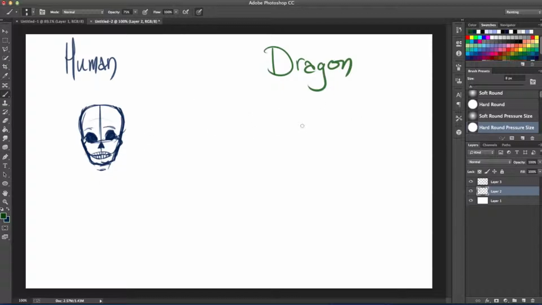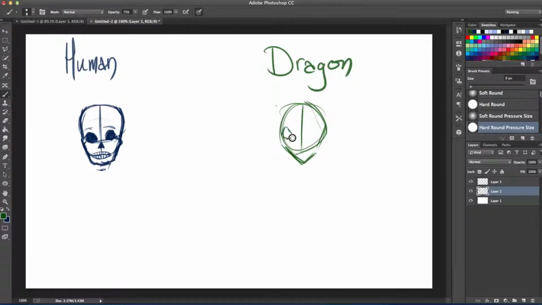Now, if we go over to a dragon, for example, I'm going to start with the same process. I'm going to have Mr. Circle, Mr. Midline, and then however far down I want my beak to go. You'll notice already there's some similarities.